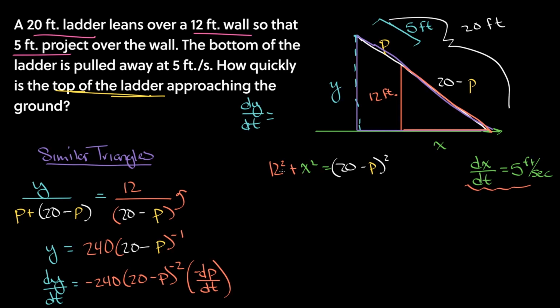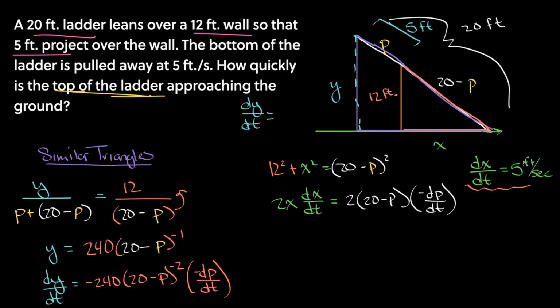So again, this is a constant, so that's going to be 0, and then we will have 2x times dx dt, just some chain rule, and that's equal to, on this right-hand side, we're going to differentiate with respect to time again. So we bring the 2 out. We'll just keep this in white. So 2 times 20 minus p, and then that becomes a 1 as the exponent. And then the derivative of the inside is what? Well, it's going to be negative dp dt. Okay. So now we've exhausted our derivative information.